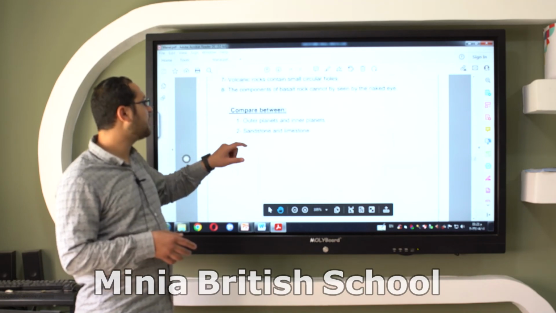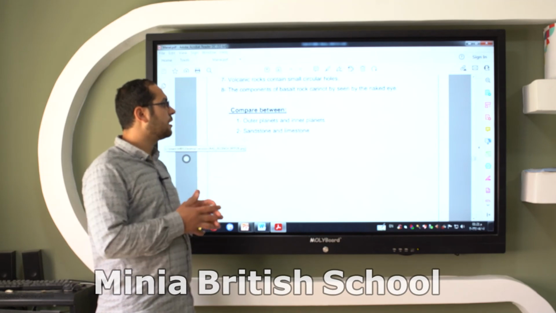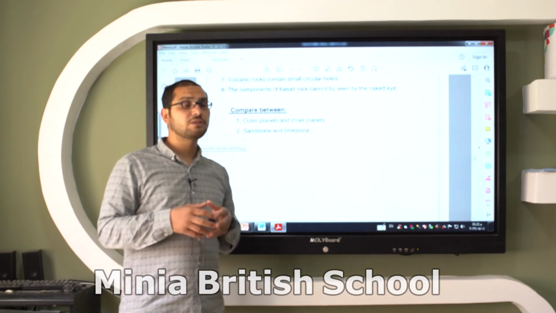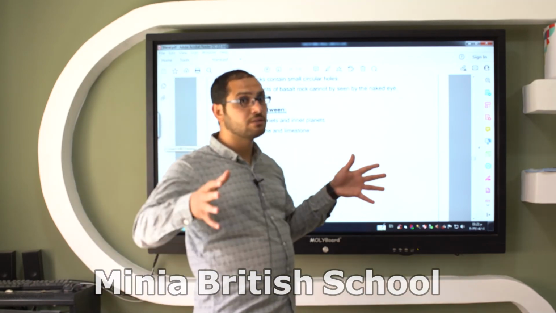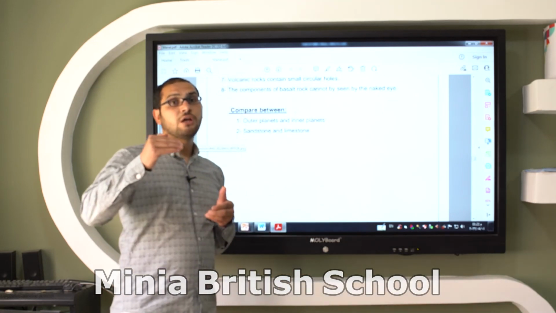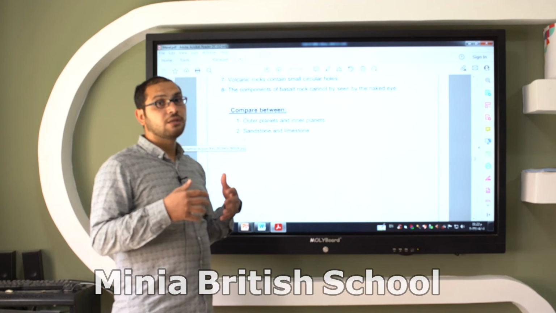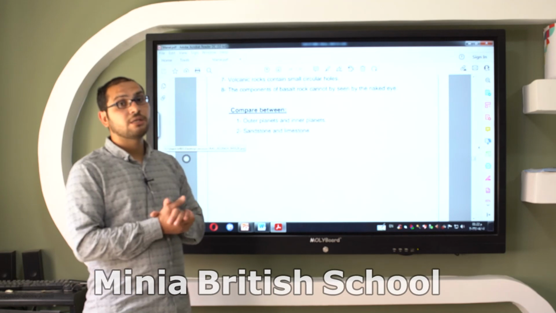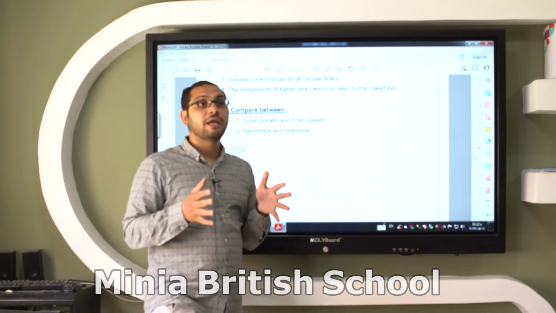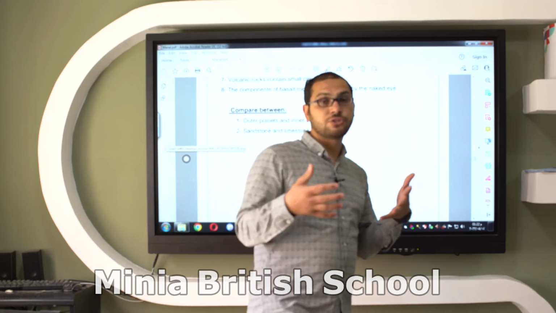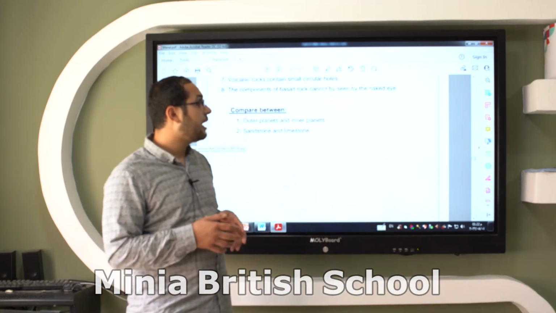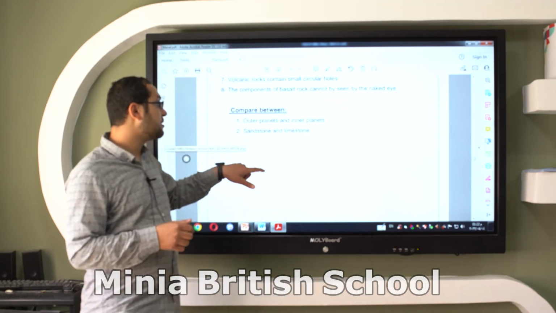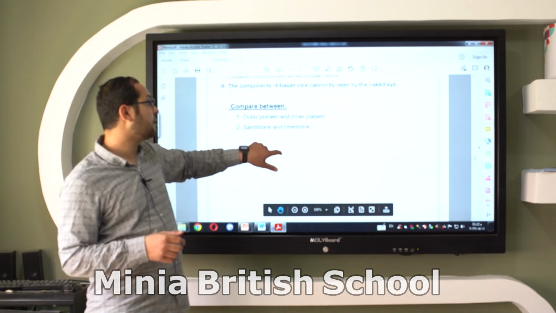The last one, compare between outer planets and inner planets. Number 1, outer planets: they are big planets, their densities are low, and they have large numbers of moons. What about inner planets? They are small planets, they are the nearest planets to the sun, and their densities are high. This is the comparison between outer planets and inner planets.